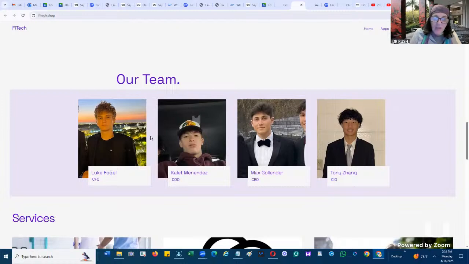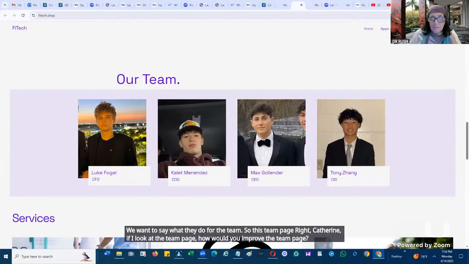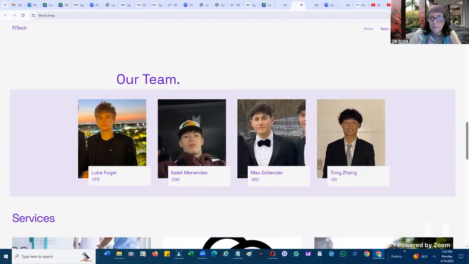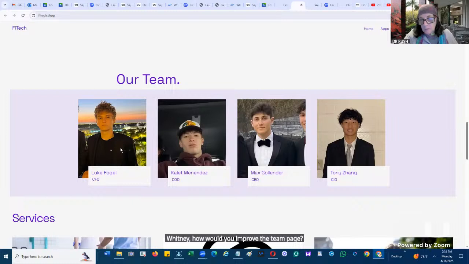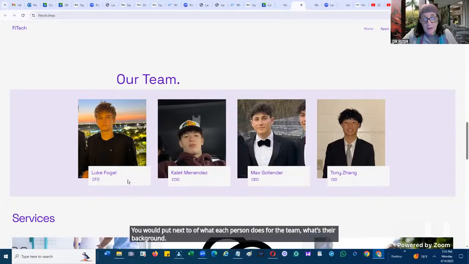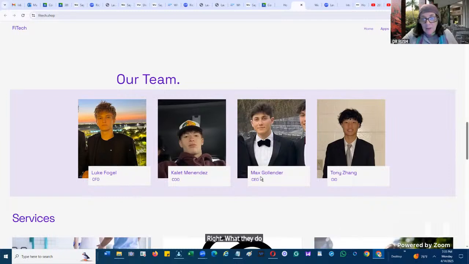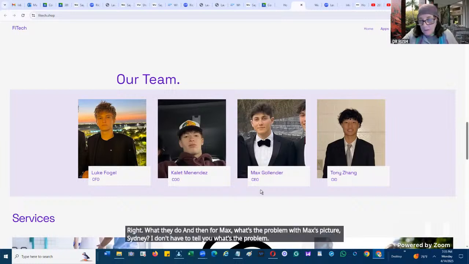So this team page, right? Catherine, if I look at the team page, how would you improve the team page? Sydney, how would you improve the team page? You would put next to each person what they do for the team, what's their background, right? What they do. And for Max, what's the problem with Max's picture, Sydney? I don't have to tell you what the problem is. What is the problem?